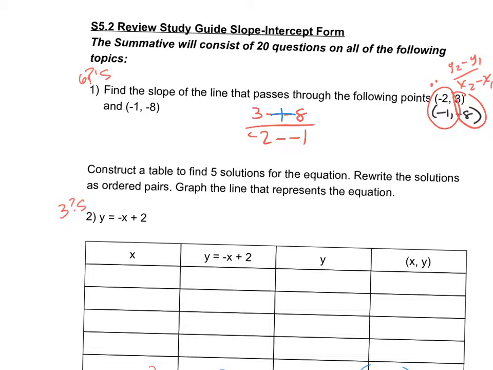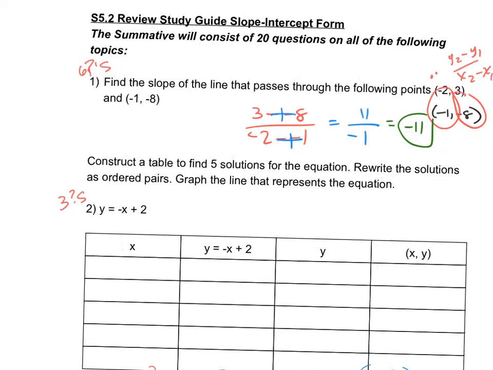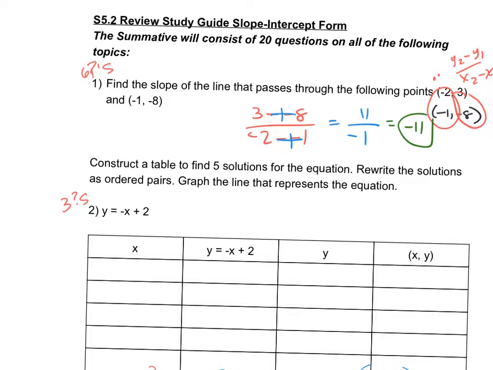The 2 minuses that are next to each other become a plus. 3 plus 8 is 11. -2 plus 1 is -1. So what is your slope? -11.